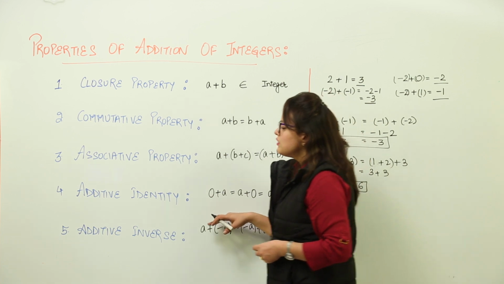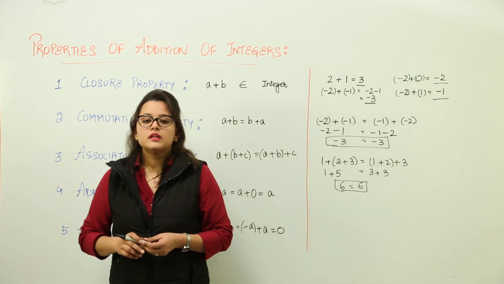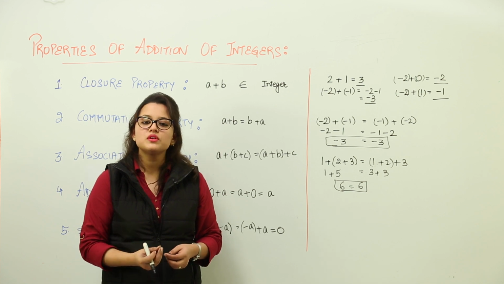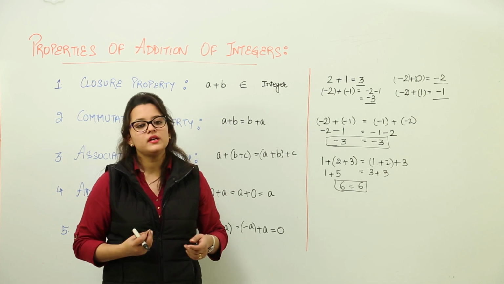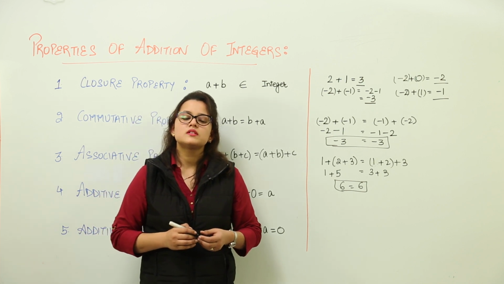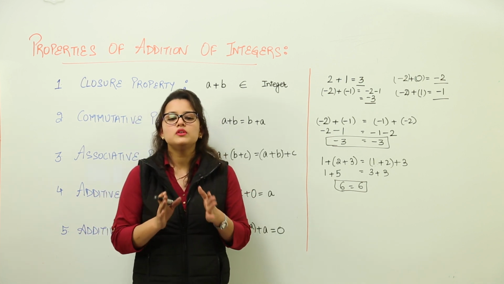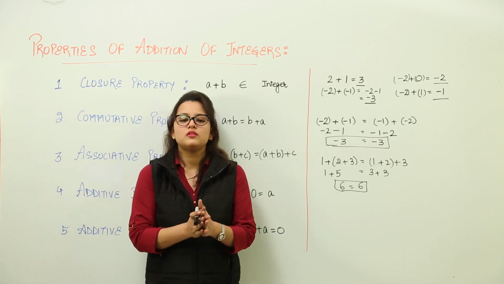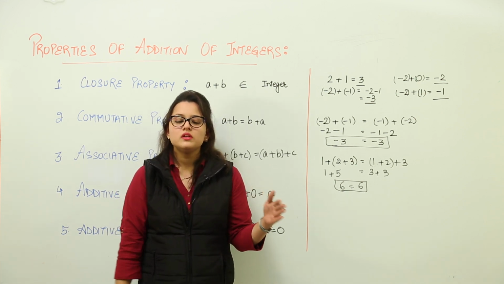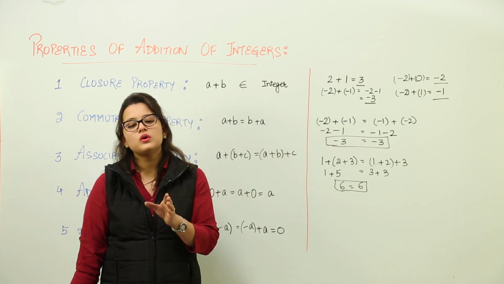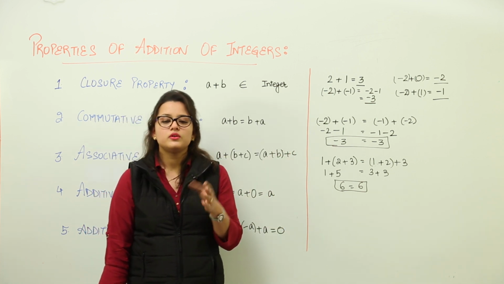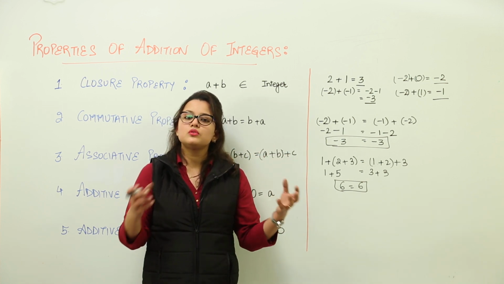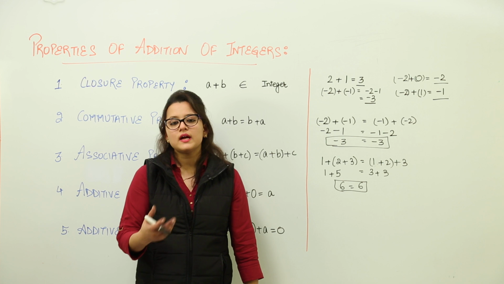Moving on, the next we have additive identity. Now additive identity means you are going to add an integer to 0 or 0 to any integer. As we have discussed, 0 is a neutral value and it represents a null value, that is nothing. So when you add nothing to an integer, what would you get? You would get the integer only. And if you add an integer to nothing, you would get that integer.